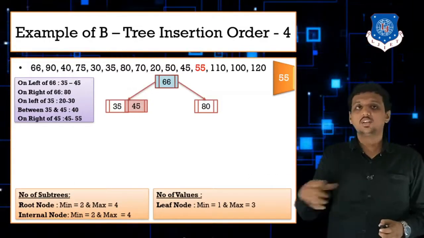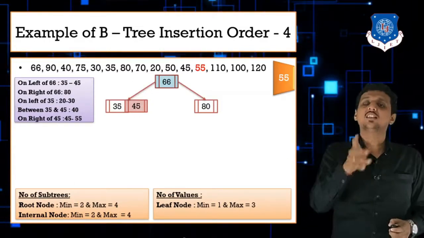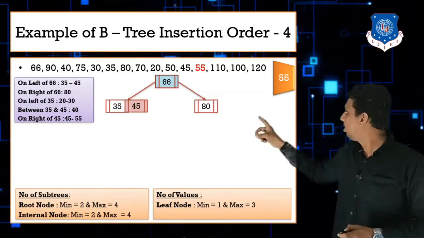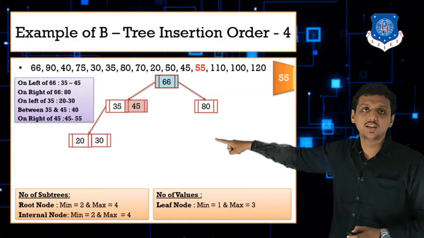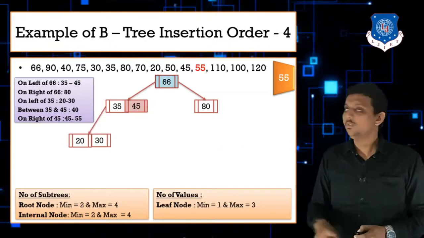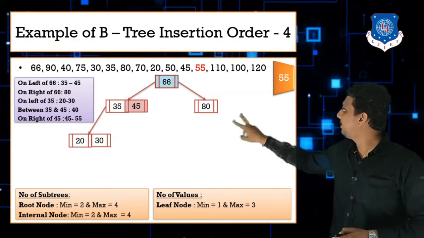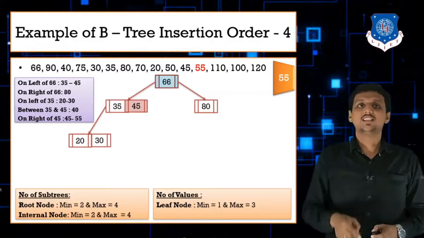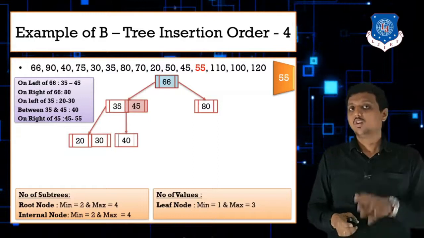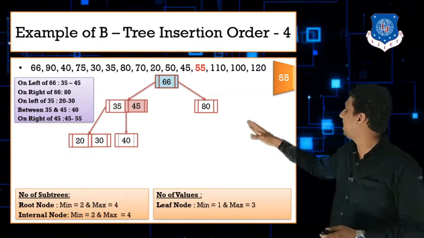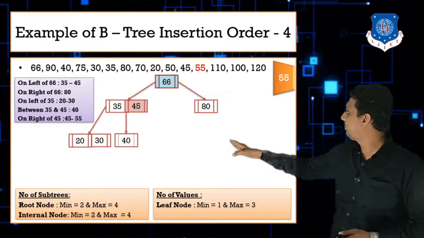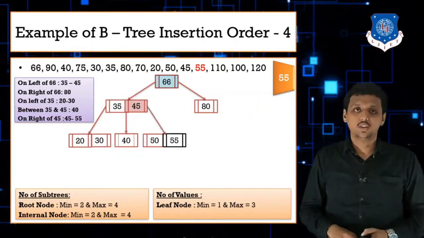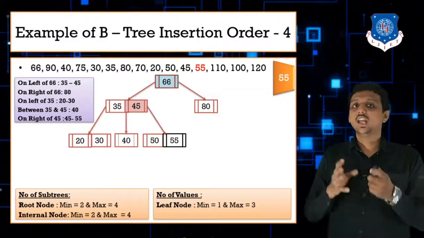But what about the rest of the values? So just arrange the rest of the values according to the ascending order. On the left side of 35, we must have the values that are lesser than 35. Between 35 and 45, you must have the values which are greater than 35 but less than 45, that is 40. The values that are greater than 45 and less than 66 are situated on the right side of the 45, that are 50 and 55.